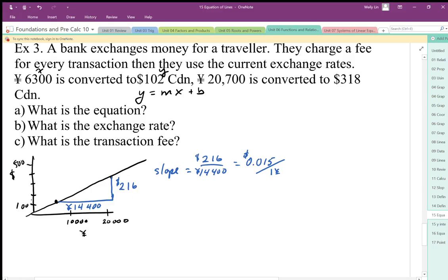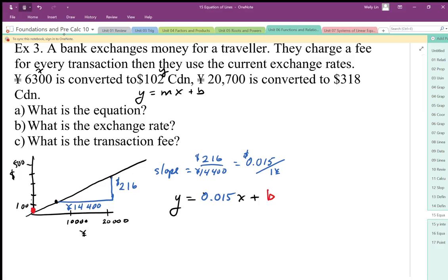So I need to then come up with the y-intercept. So my equation looks like this so far. y equals 0.015x plus b. Okay, and our b is somewhere here. And so let's calculate our b.